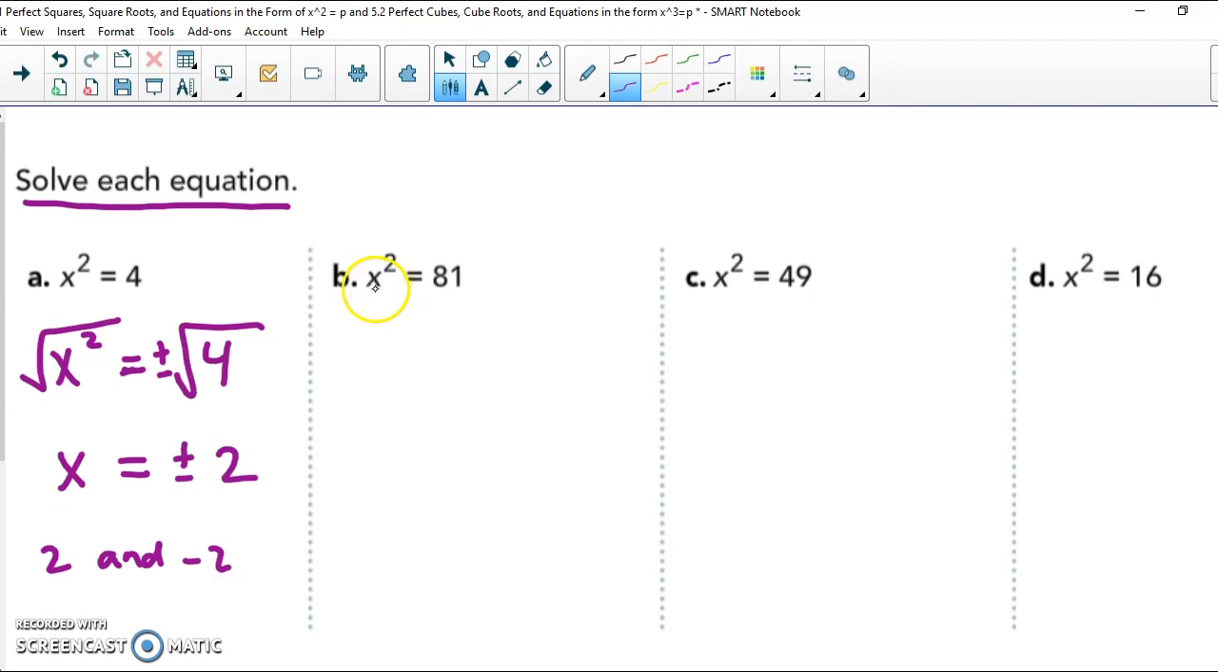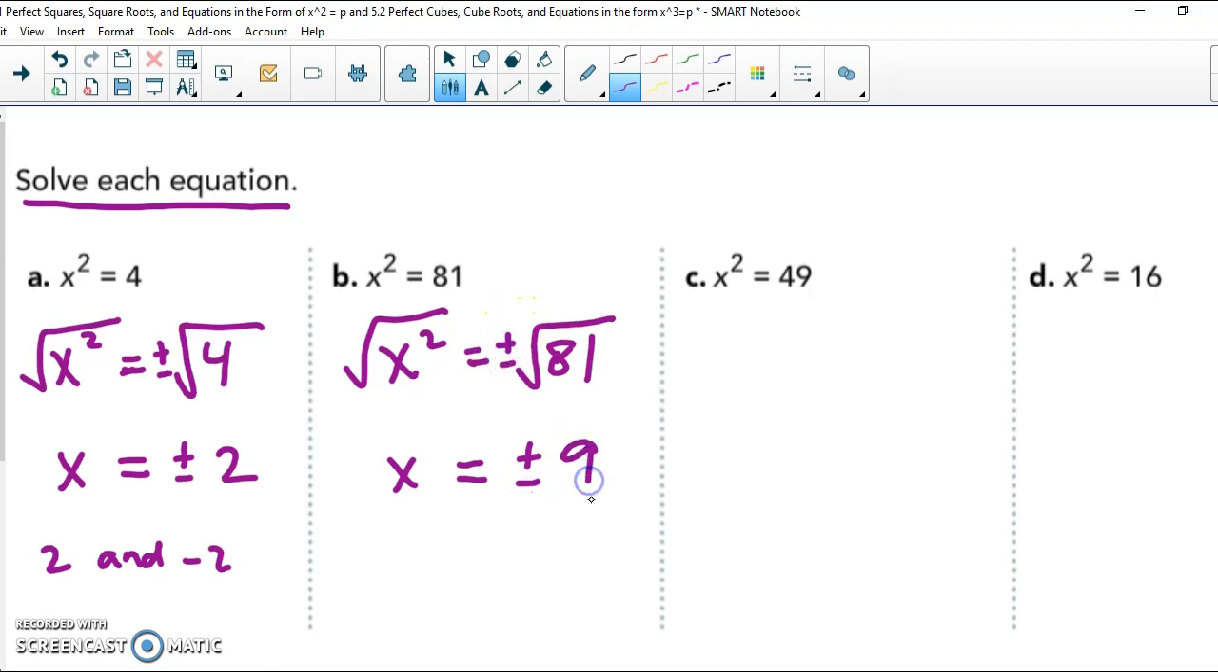So on part B, I'm going to do the same thing. To solve, I need to get x simplified and by itself. So I'm going to rewrite the equation, giving myself a little more room here. So I'm going to take the square root of both sides and now simplify. The square root of x squared is x. The square root of 81 is positive or negative 9. So my solutions are 9 and negative 9.